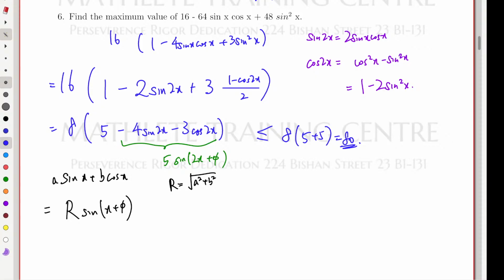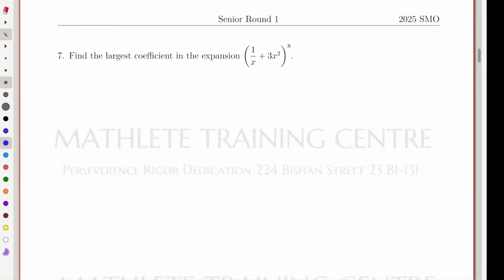Okay, now let's move on to the next question. Question number 7. Find the largest coefficient in the expansion of 1 over x plus 3x squared, holding the power of 8. Now, largest coefficient, some of you might think instinctively, okay, that's the biggest guy, right? That's 3x squared holding the power of 8. That one will give you the largest coefficient. Well, not really. Because if you use the binomial theorem, you know that the one for x squared to the power of 8 will be 3 to the power of 8.